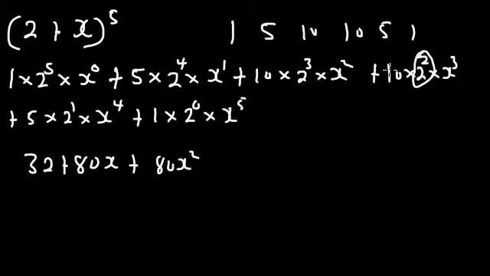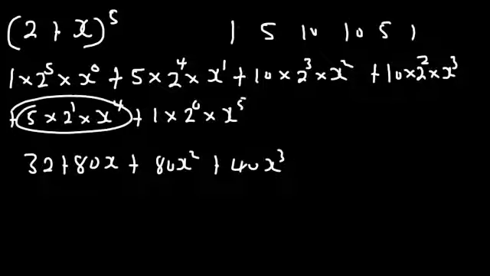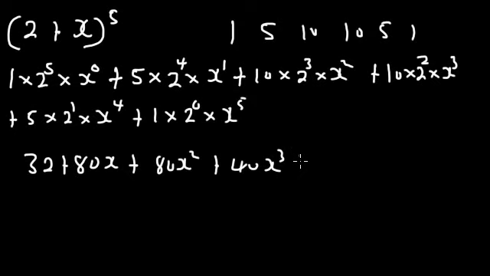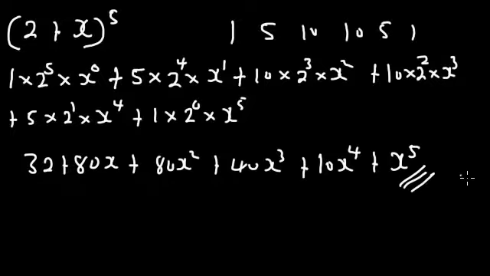Again, 2 raised to the power of 2 is 4, times 10 is 40, and we now have x raised to the power of 3. When we do that product, we have 40x to the power of 3, and almost to the end. 2 raised to the power of 1 is 2, times 5 is 10, times x raised to the power of 4. And finally, we have 2 raised to the power of 0 to be 1, times 1 is still 1, multiplied by x raised to the power of 5. And this is the expansion of this binomial.